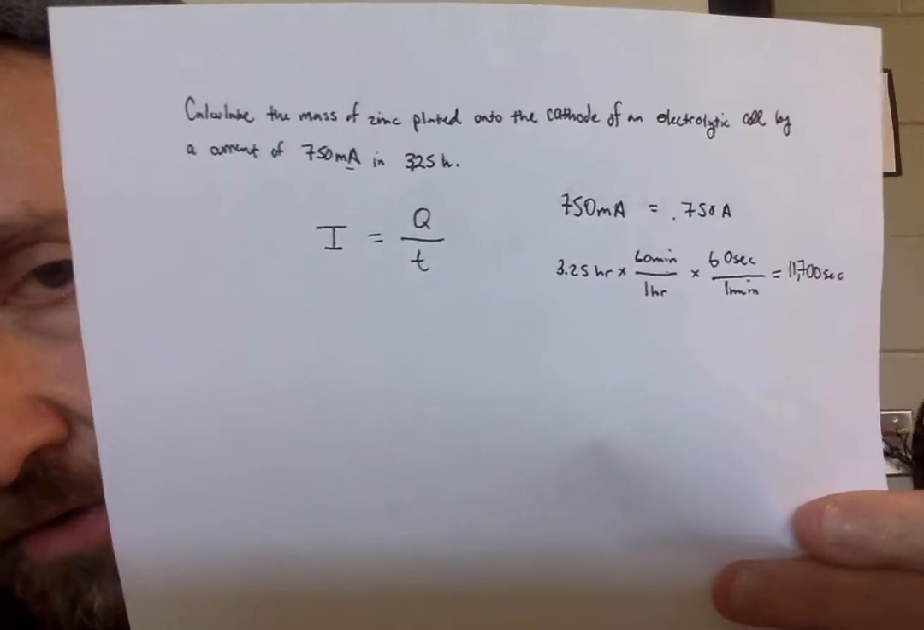Okay, in addition to 3.25 hours, you don't want to do 3.25 hours. You want to do 3.25 hours times 60 minutes in 1 hour times 60 seconds in 1 minute. So 3.25 times 60 times 60, that is 11,700 seconds. Okay, so now I am ready to roll.